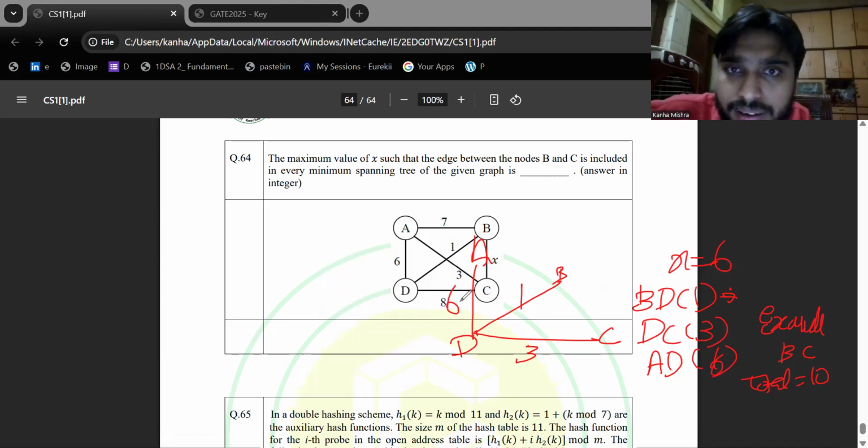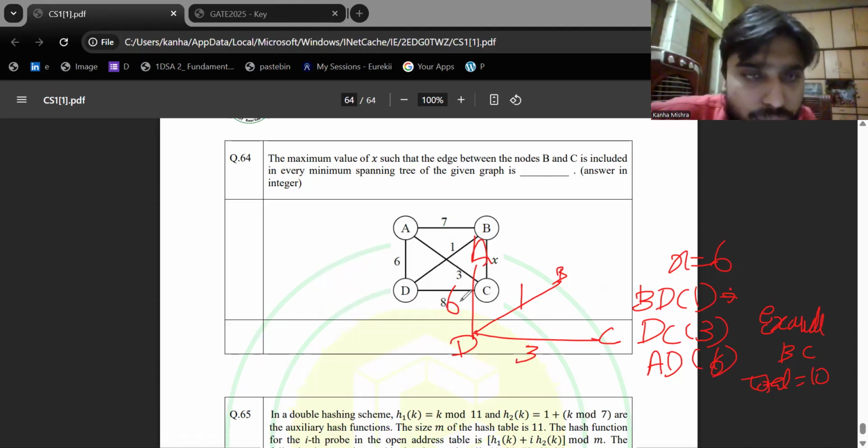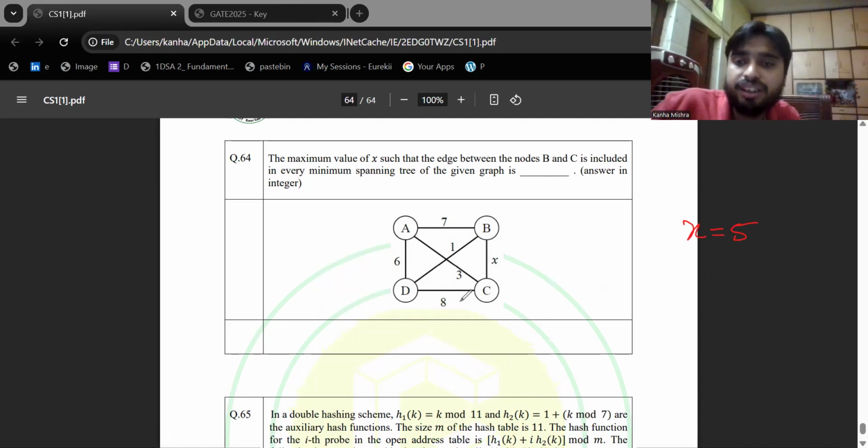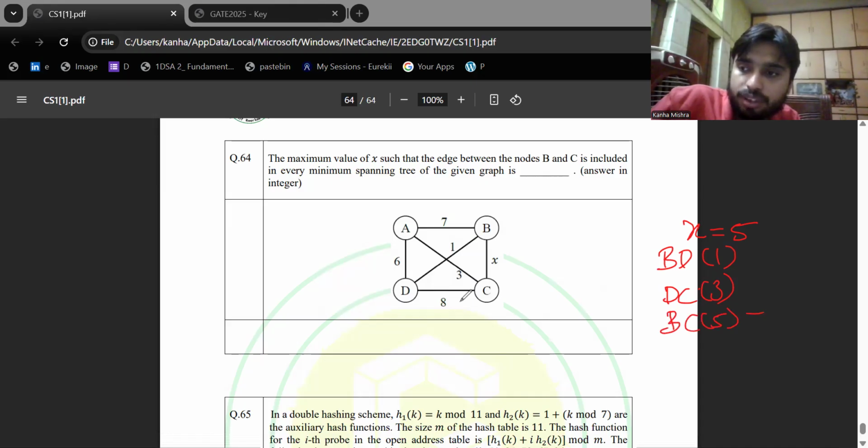So you can see that in this particular case, BC is not forced. Another MST is also possible: BD is 1, DC is 3, and BC I can take. So it excludes AD. So total is again 10. So two different MSTs, BC is not forced. I want to force the inclusion of BC. So if I put X as 5, then MST will be BD with value 1, DC with value 3, and BC with value 5. Total weight comes out to be 9.